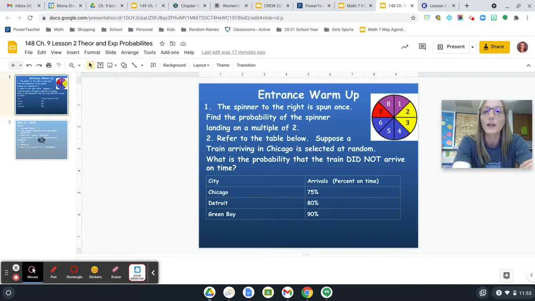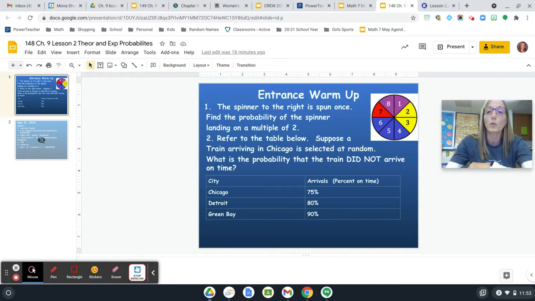Now, if Chicago is selected at random, and I'm looking specifically at that city, the train's arrival on time in that city happens 75% of the time. So if you put 75%, that would be incorrect. That's on time. We want to find the complement, right? How many did not arrive on time? And so remember when we talked about complements, the probabilities have to add together to 1, meaning if 75% of the time it's on time, 25% of the time it is not arriving on time. So your answer for number 2, the complement to that is 25% not arriving on time.